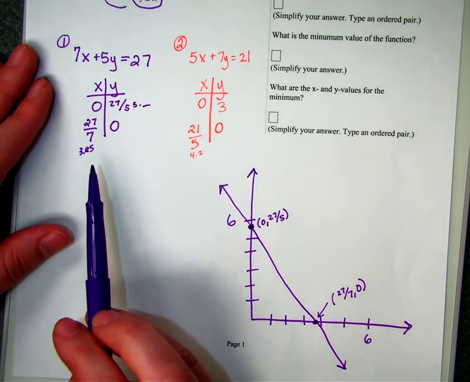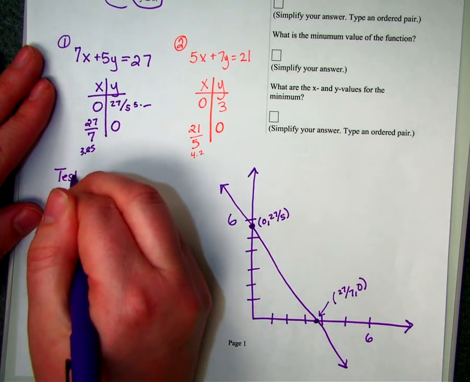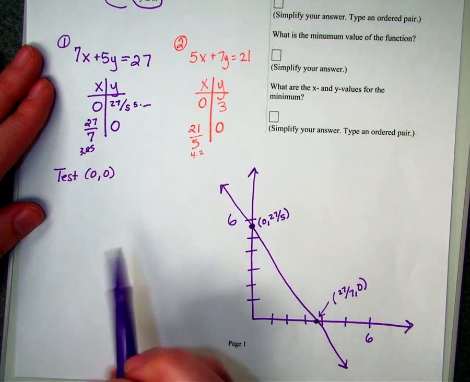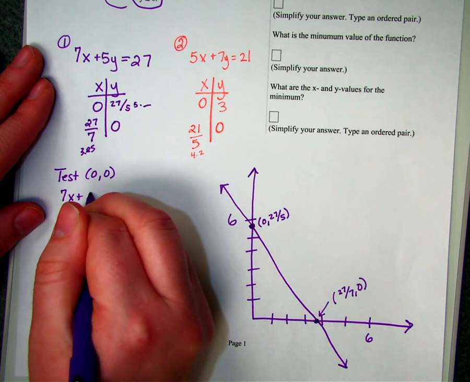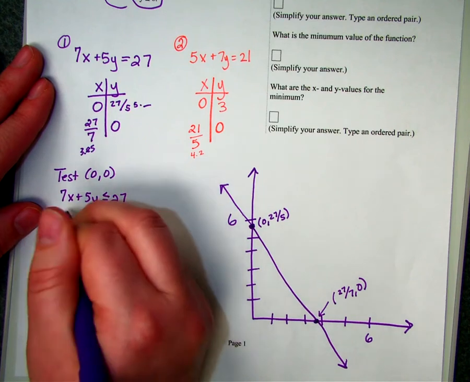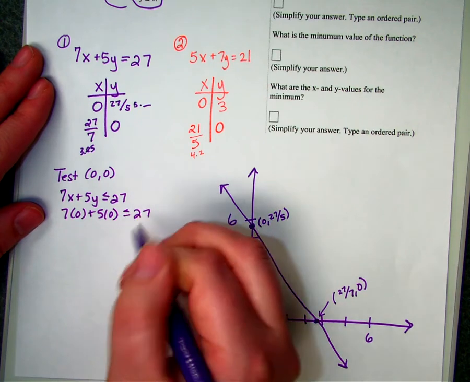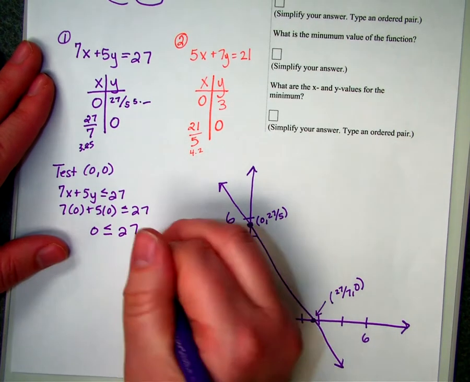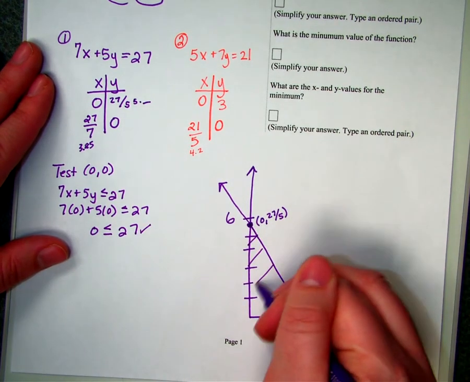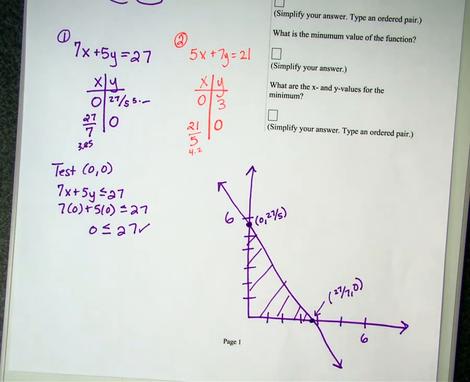So next, for my first line, I need to see where all of the solutions are that make this inequality true. So I'm going to test a point on either side of the line. An easy point to test is 0, 0. So I'm going to plug that into my first inequality. When I plug it in, I get 0 is less than or equal to 27, which is a true statement. So I'm going to shade the side of the line that has 0, 0. So right there under the shaded portion, that's all of the places that make my first inequality true.